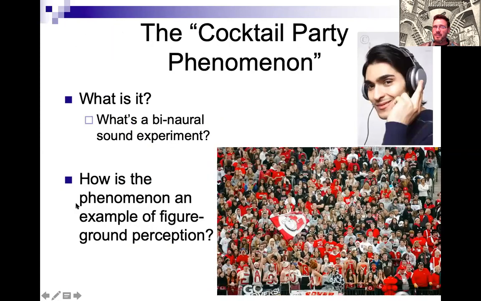It's figure ground perception. Now, figure ground perception is closely related to something called the cocktail party effect or cocktail party phenomenon. But this is something that deals with hearing, not vision. I want to link these ideas together. They are very similar ideas, but figure ground perception, if we see that terminology, is related to visual experience. The cocktail party effect is related to hearing. To make sense of this concept, it starts with knowing what a binaural sound experiment is.